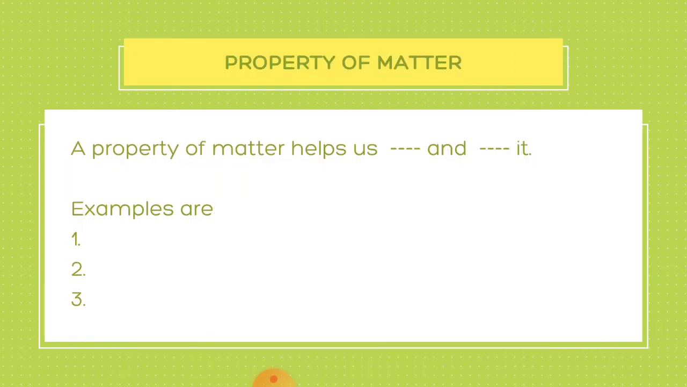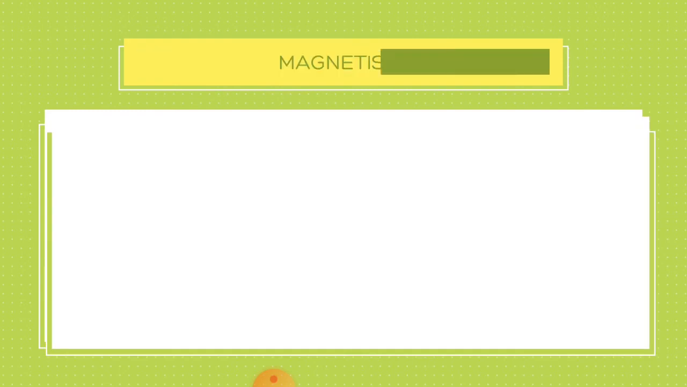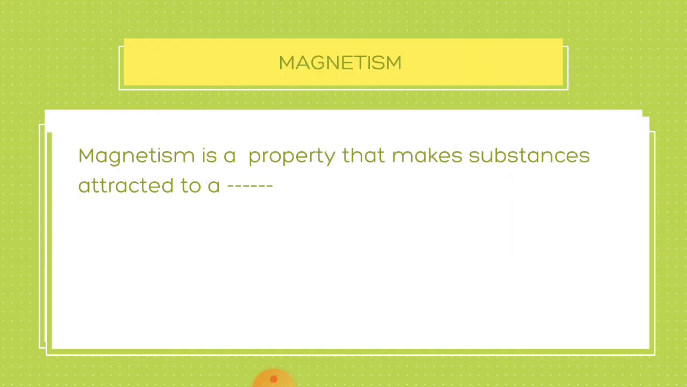Now, property of matter. A property of matter helps us dash and dash it. Then give me 3 examples. That's easy, isn't it? And under magnetism, we have magnetism is a property that makes substances attracted to a dash. And what's that? Even from your sleep, I'm sure you can answer that.